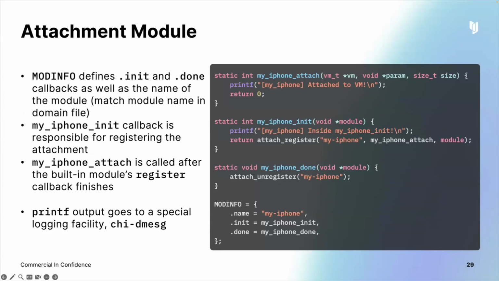And the name field must align with the module named in the domain file. The init and done callbacks are called automatically by CHARM when loading and unloading the module. Init then registers another callback, which is called after the normal device creation from the built-in module is completed. And remember that printf output goes to chi dmessage.